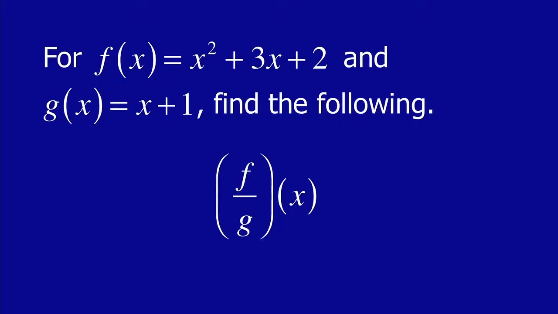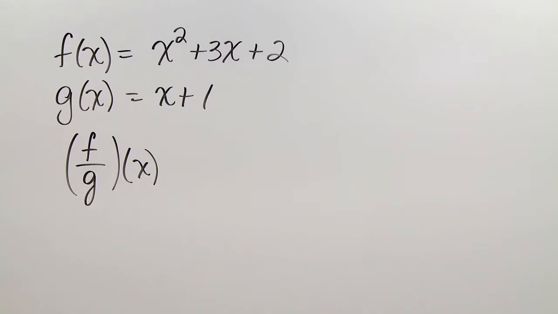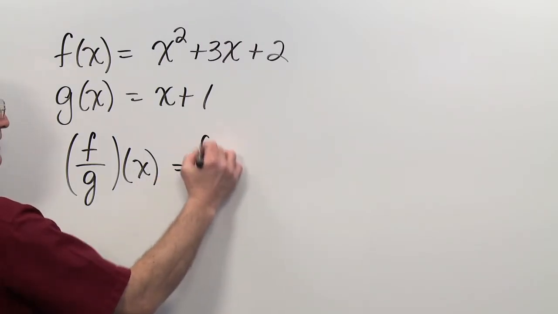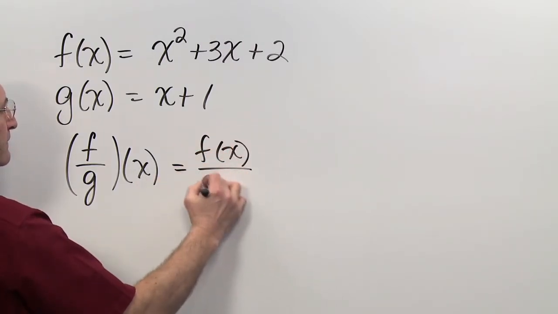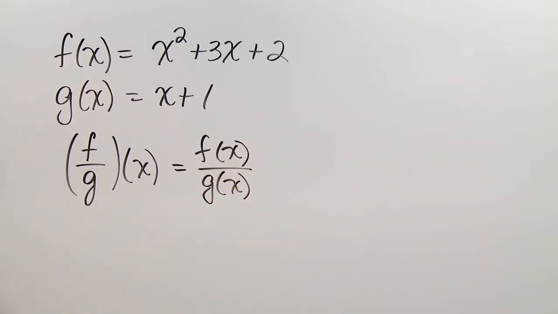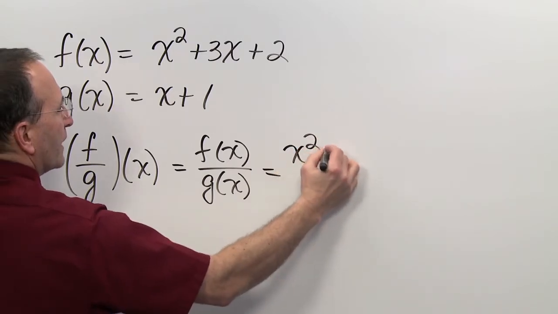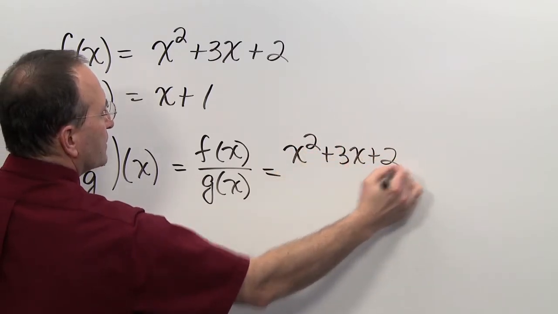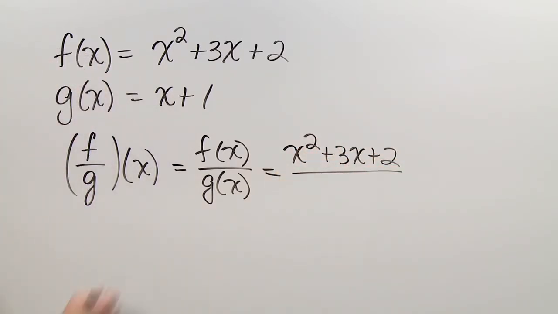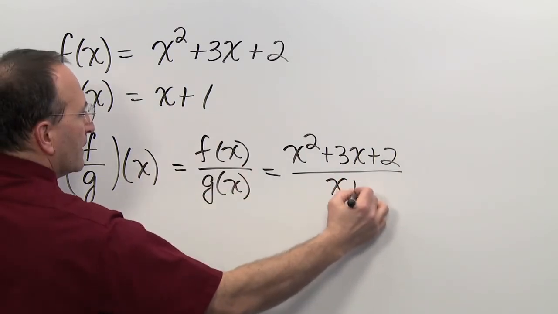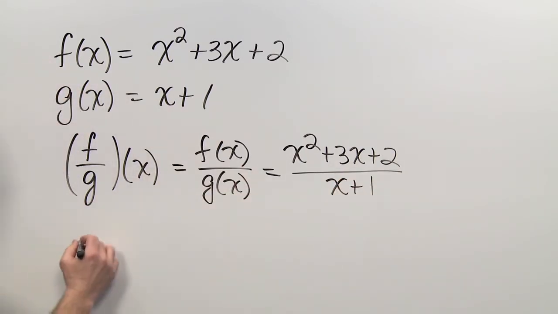For the same f of x and g of x, find the following. F divided by g of x. So first we rewrite this as f of x divided by g of x. And that means taking the formula for f of x, which is x squared plus 3x plus 2, and dividing it by the formula for g of x, x plus 1.